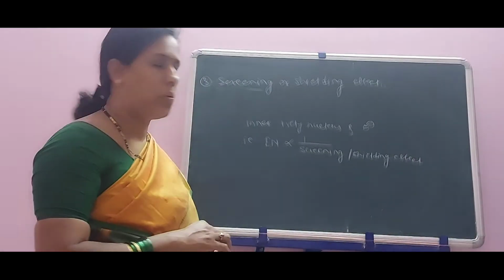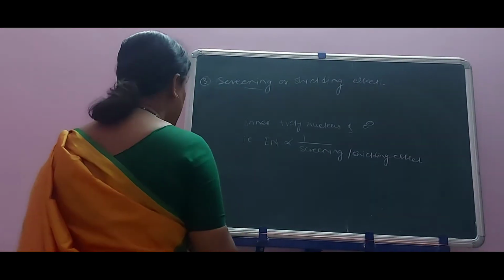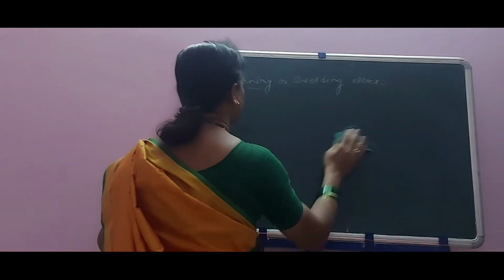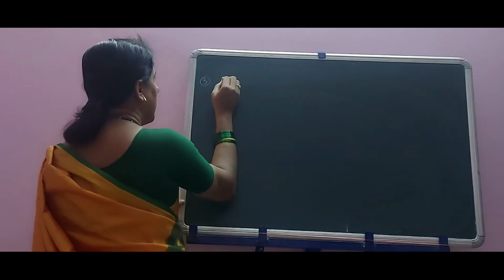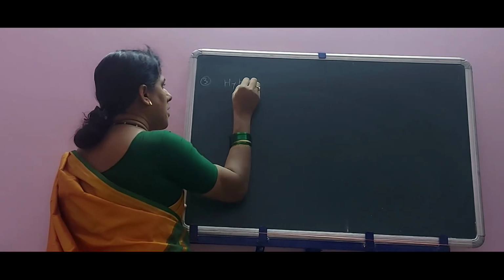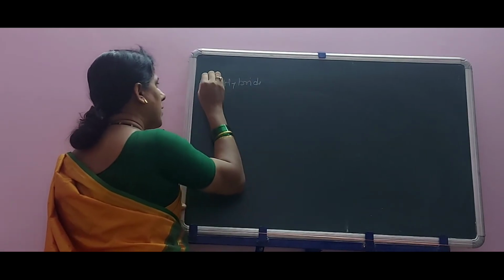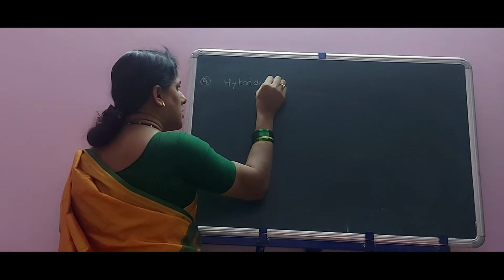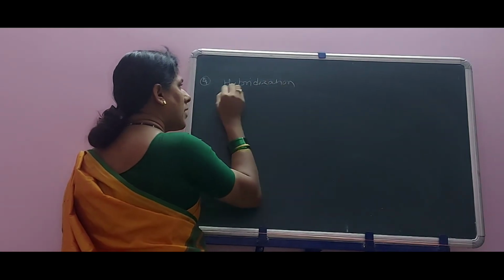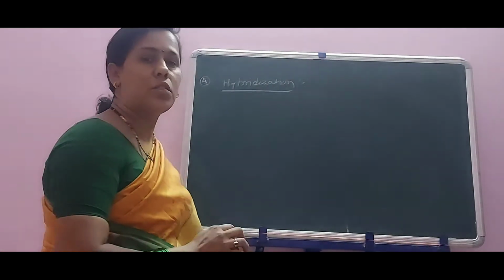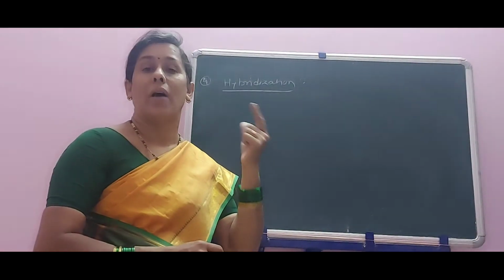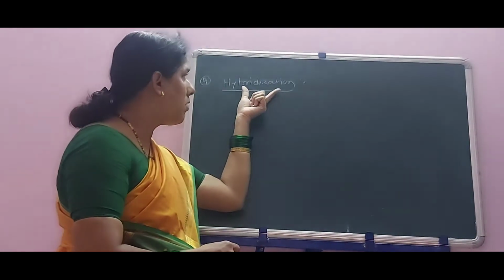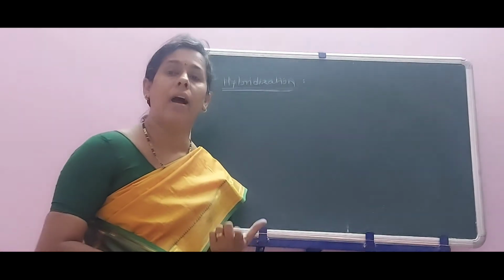Okay, now the next factor is hybridization. Fourth factor, hybridization. In my next video, we are going to see the next topic, the valence bond theory. In this valence bond theory, we are going to discuss what is meant by hybridization.